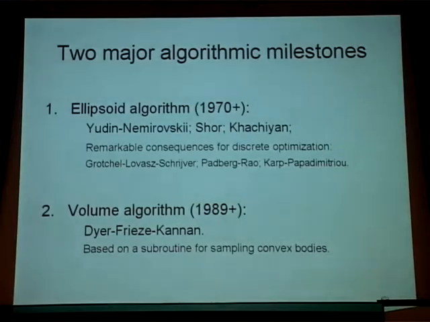And the second milestone was the discovery of an algorithm for computing the volume based heavily on being able to sample random points from convex bodies. So in both these settings, that algorithm solves the problem of optimizing a linear function over a convex set, and this one computes the size of the set. Again, the set is convex, polynomial algorithms.